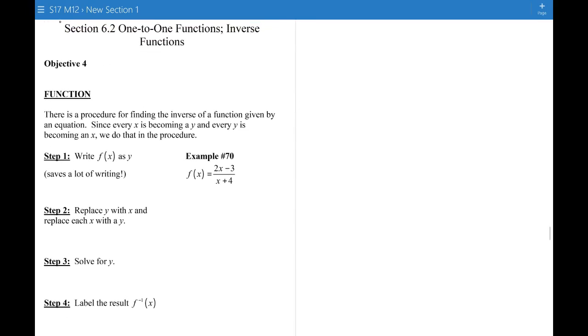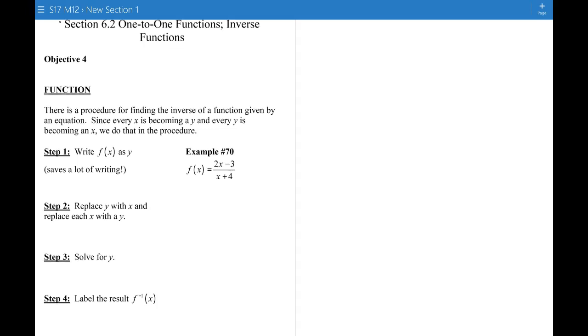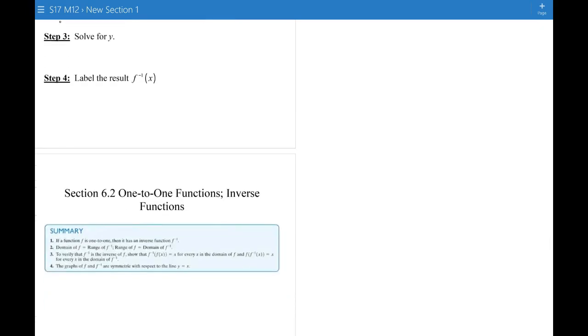Okay, then objective 4 is if the function is given as an equation. So we've talked about maps, ordered pairs, graphs, and now equations. So the equations are usually the trickiest. So I want to do this one together in class, and then you'll notice that the last page of the notes has a little summary of this section.